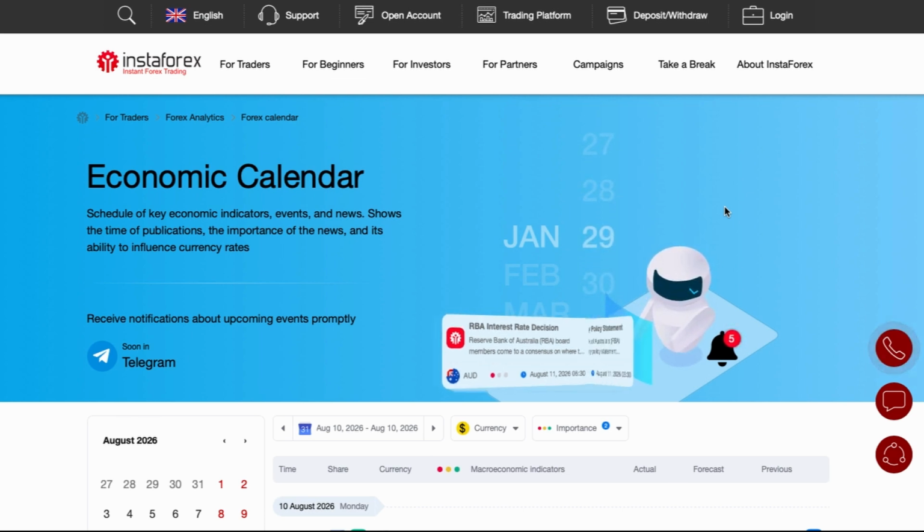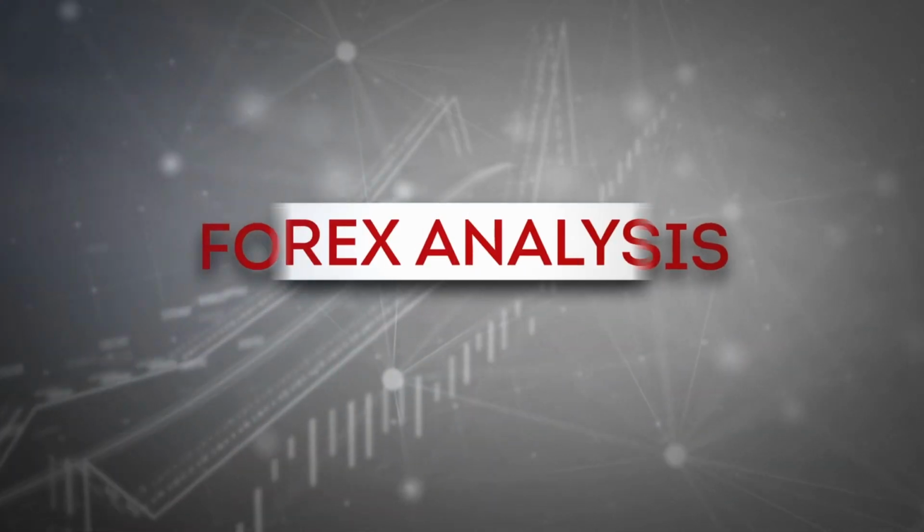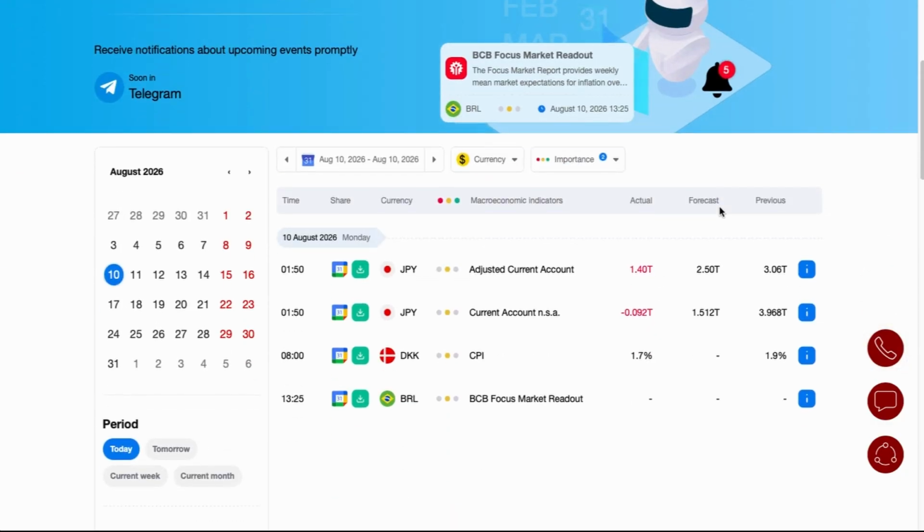Today is Monday, August 10th, 2026. Let's take a look at the economic calendar for today. No high important data release during the Monday, so actually we got only a few of the medium important data releases over the day, and none of this is quite important and might not cause any market volatility.